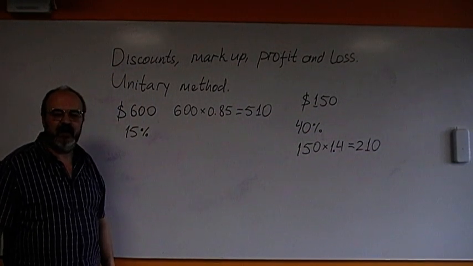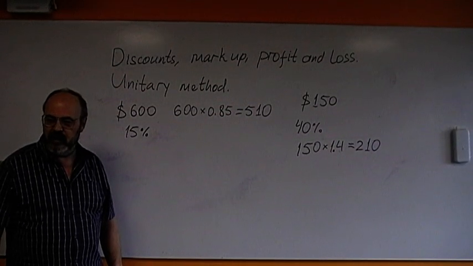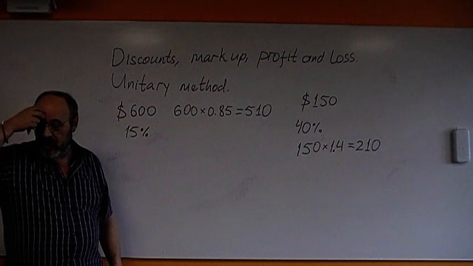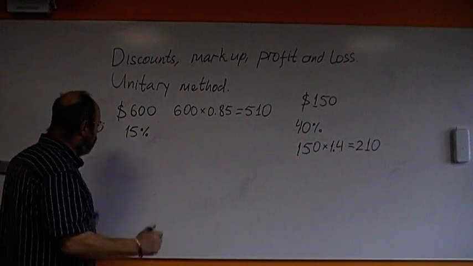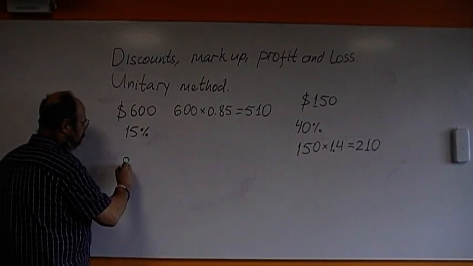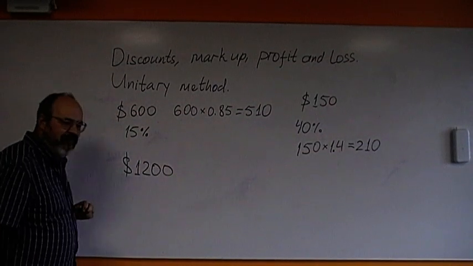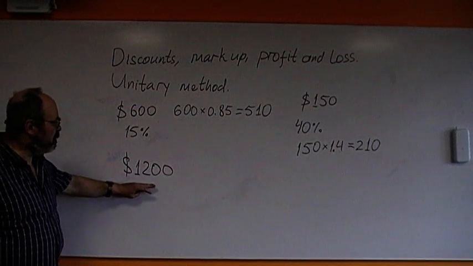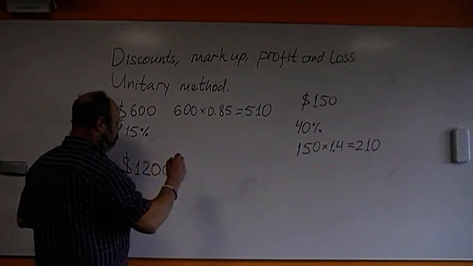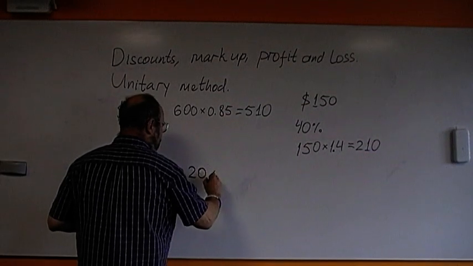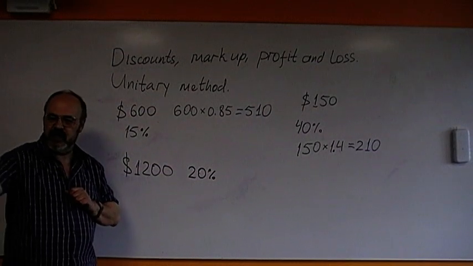Now, how are we finding the price backward? If you know that, let's say, some mobile phone is on sale for $1,200, after its sale price, after the discount of 20%, how will we find the price before the discount?